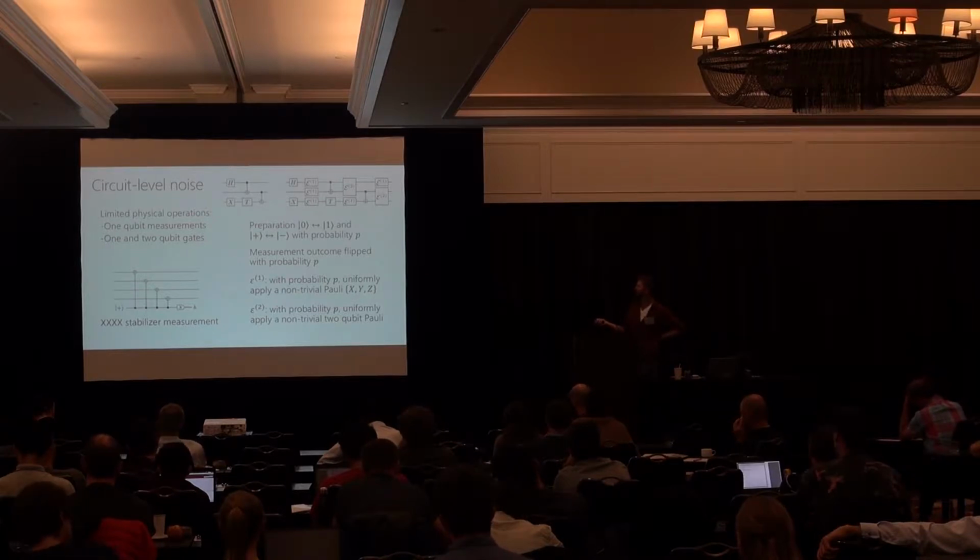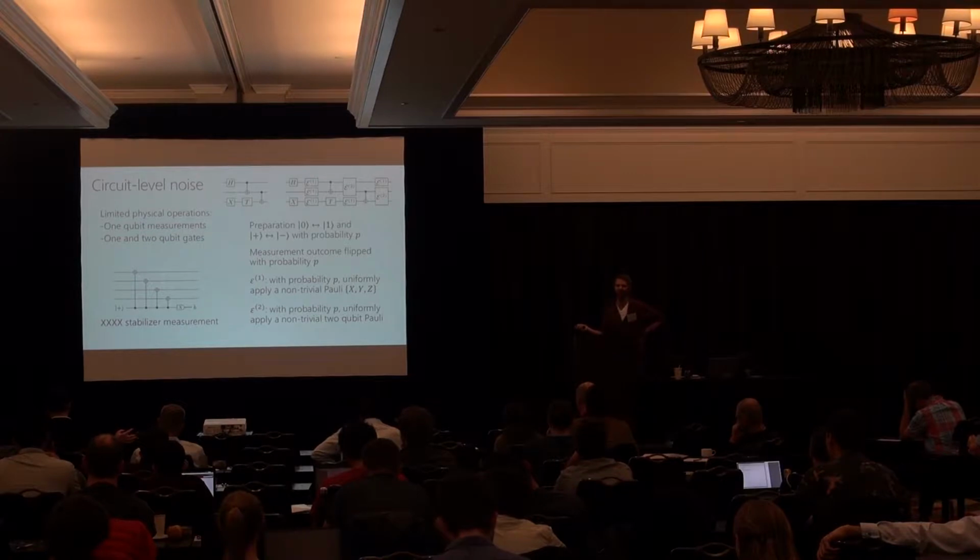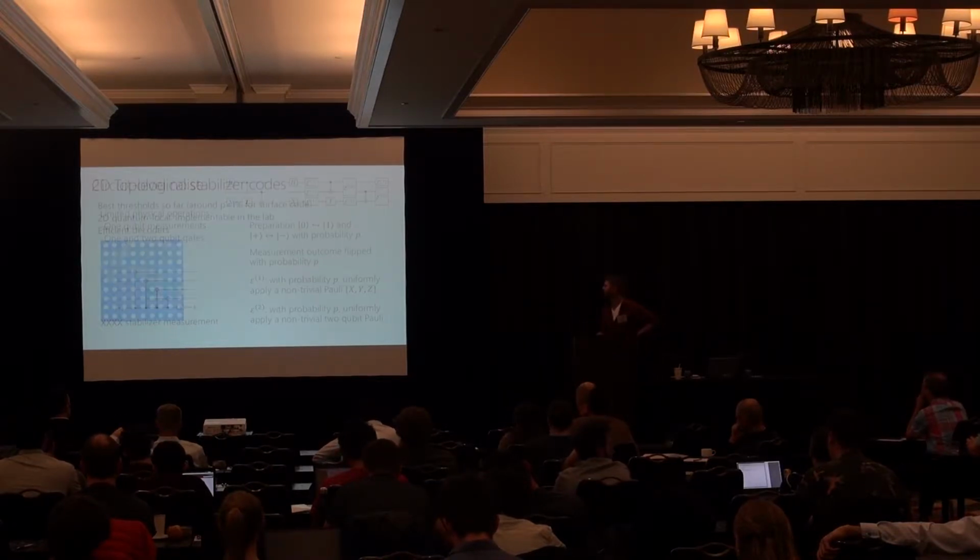Any gate, any single qubit gate, should be followed by a single qubit non-trivial Pauli with probability p, and the same for two qubit Paulis. By that I mean each of these, like X, will happen with probability p over 3, and down here XX would happen with probability p over 15, because there are 15 non-trivial Paulis.